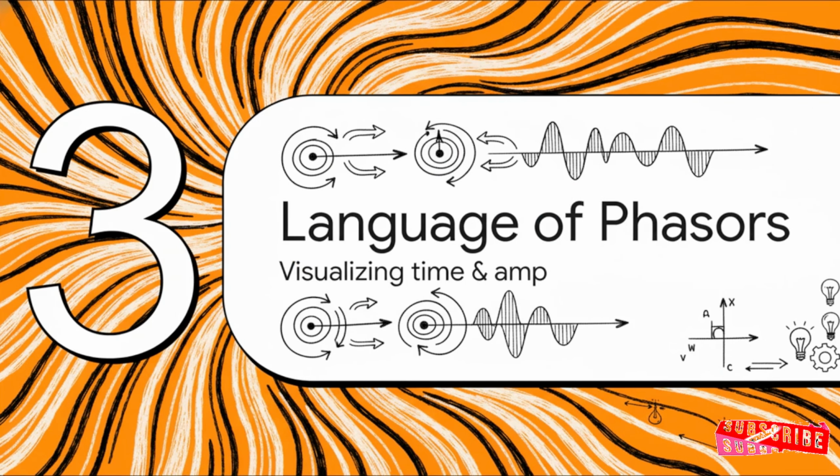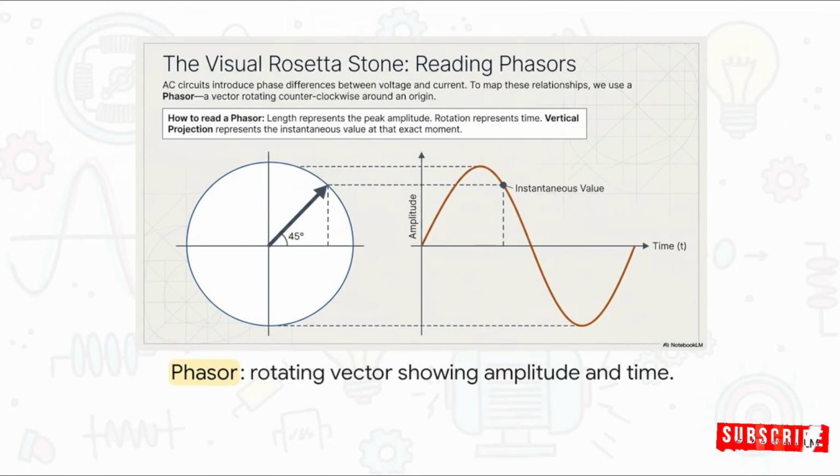Let's hit Section 3, the language of phasors. We need a way to visualize time and amplitude without getting a headache. So, to map out these rapid oscillating waves without getting totally lost in complicated math, enter the phasor. Think of the phasor as our visual Rosetta Stone. Just imagine the hand of a clock spinning backward. That's a phasor, a counterclockwise rotating vector.